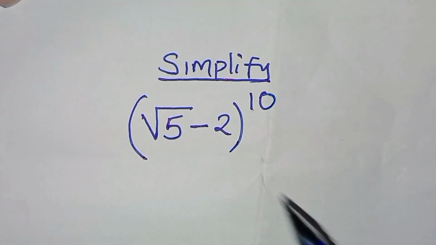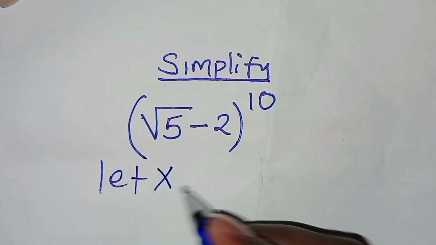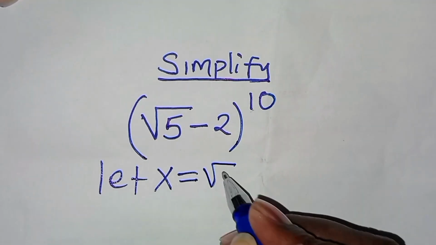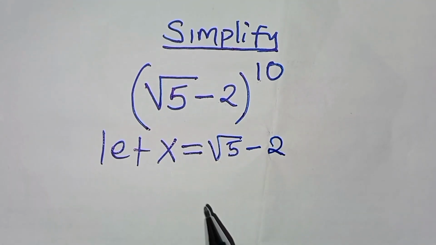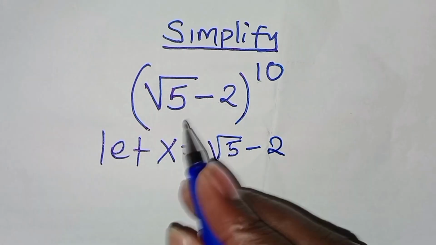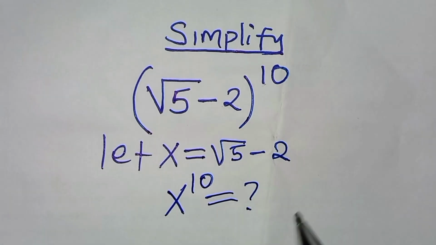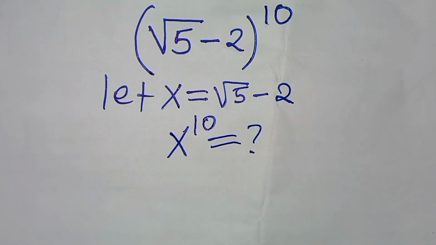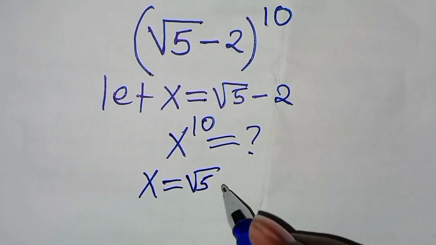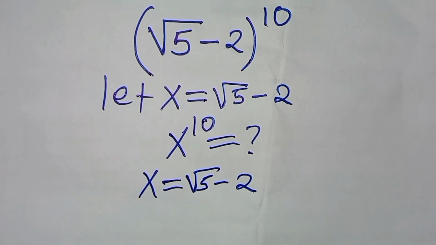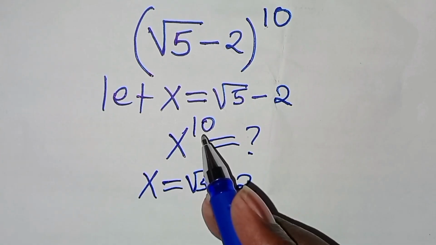The square root of 5 subtract 2 raised to power 10. The first thing here, we say let x be given as square root of 5 subtract 2. Now that means that if we substitute x here, we will have x to power 10. Okay, now what is x to power 10? Given that x is equal to square root of 5 subtract 2, we need to expand this x up to a power of x to power 10.